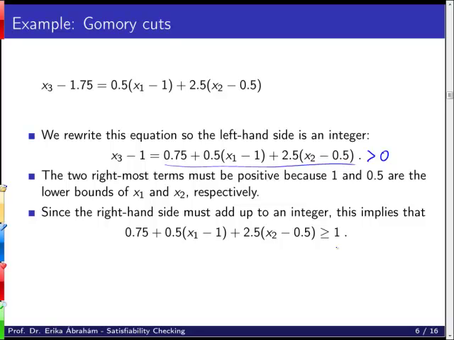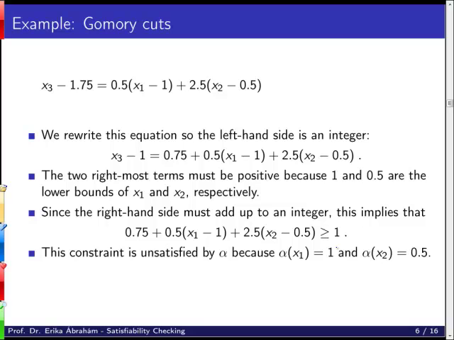And this value is currently not, so I can substitute the values. So the value of x1 was in the solution 1, and the value of x2 was in the solution 0.5. So these terms in the current assignment are 0, and I have here a non-integer part because x3 was not integer. So what I know is that I have with the current assignment here something which is not an integer but should be.